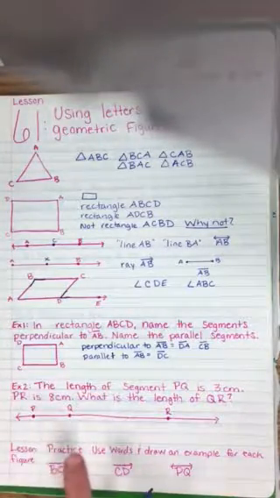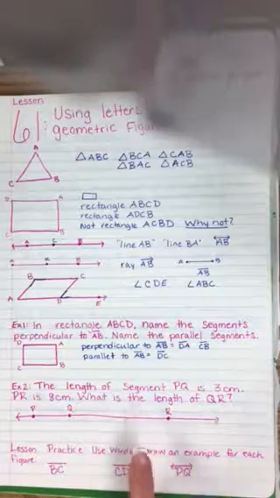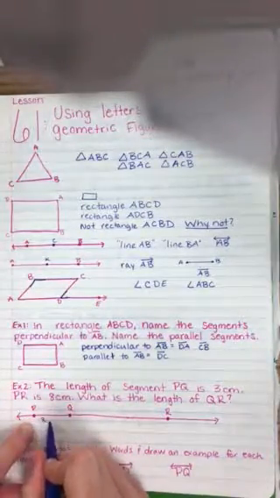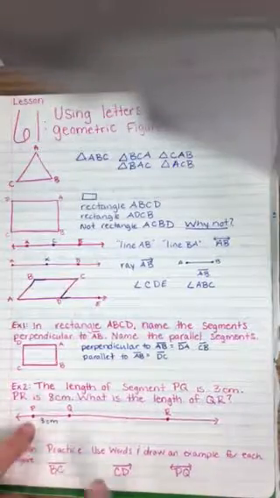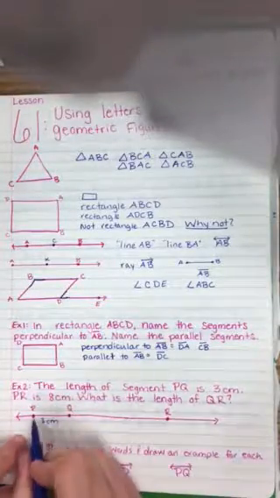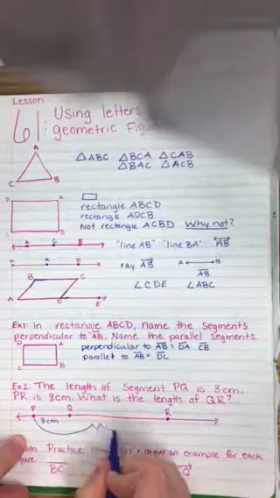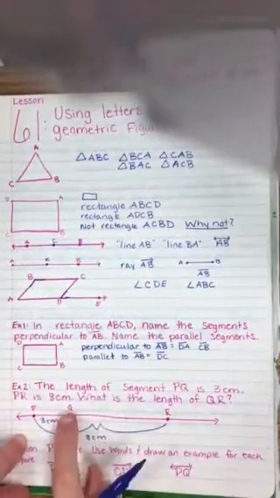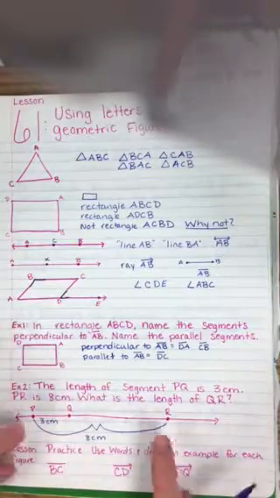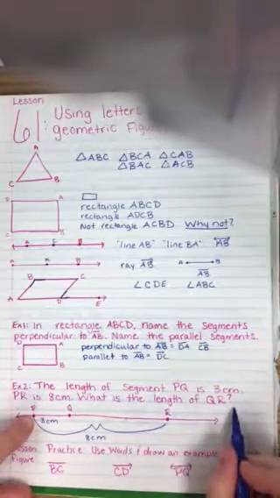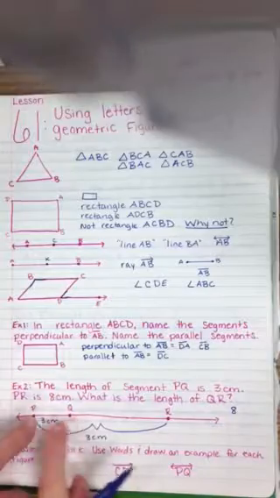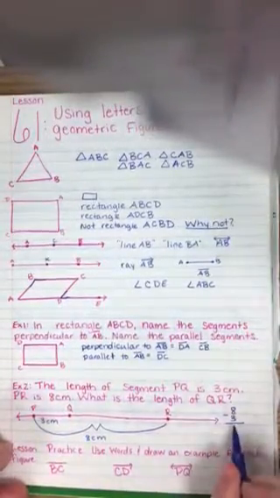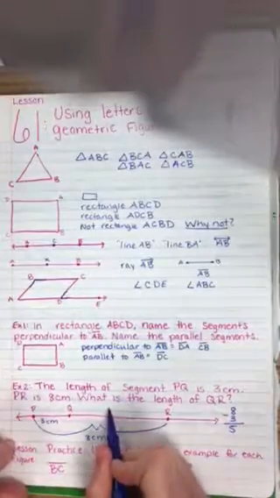Okay, example 2. The length of the segment PQ is 3 centimeters. PR is 8 centimeters. What is the length of QR? So how do you find this out? Well, you take the big one, which is 8 centimeters, and then take this little one that you know is 3 centimeters away, minus 3, and you would have 5.